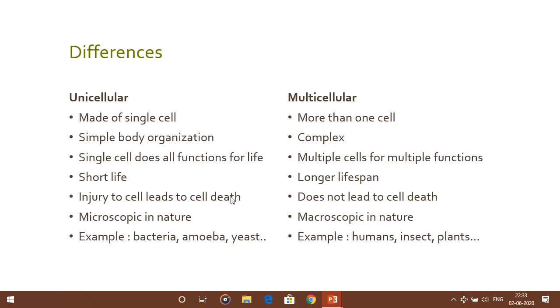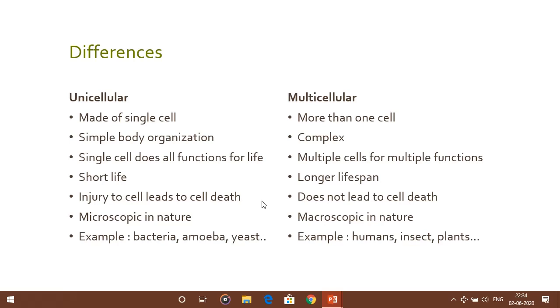And if a single cell is injured, there's nothing you can do, and it simply dies. That's the case in unicellular. In bigger organisms like us, if we get a scratch, that means tens of thousands of single cells destroyed. That means certain death for a unicellular organism, but for us, a scratch is just that, a scratch. It will heal over, and we will still live for a long time. It really does not lead to cell death.